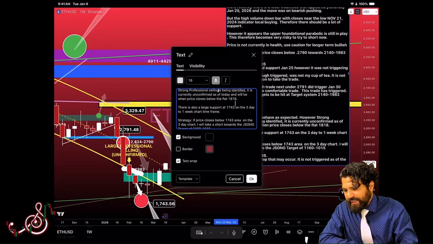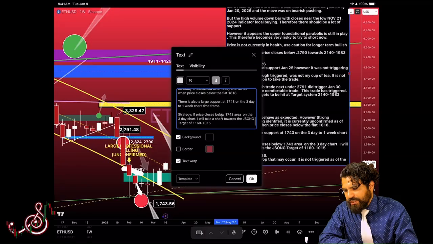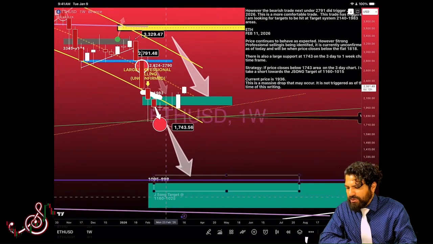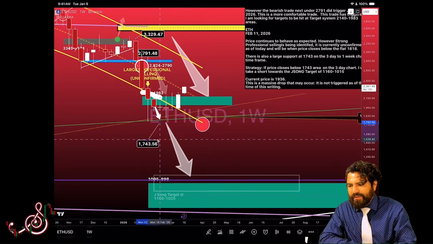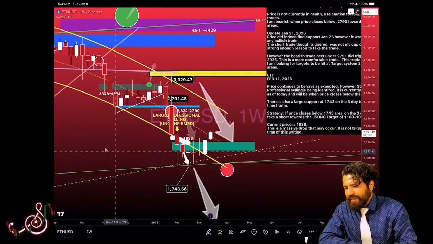So we're looking for 18.18 flat. There's also a large support at 1743 on the 3-day chart, 1-week time frame. Strategy: if price closes below 1743 on the 3-day chart, I will take a short towards the targets of 1160 and 1015. So this is where my next short is. It's going to be under here, as I let you guys know, back on February 11th.